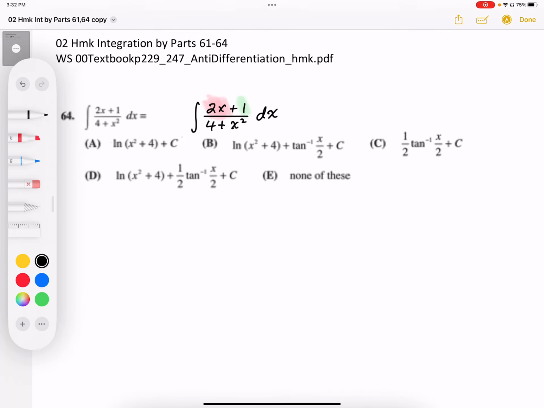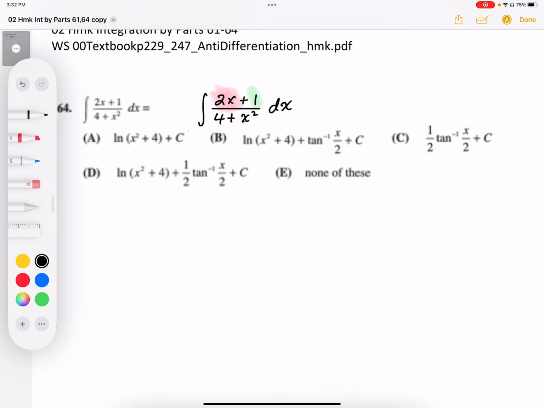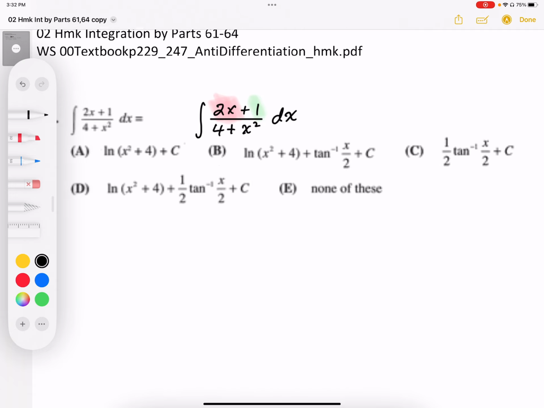Question number 64 has the integral of (2x plus 1) over (4 plus x squared) dx. Now, in this case, we could think of substitution because the derivative of 4 plus x squared would be 2x, which I've highlighted in red. However, that plus 1 makes it a bit of a problem.